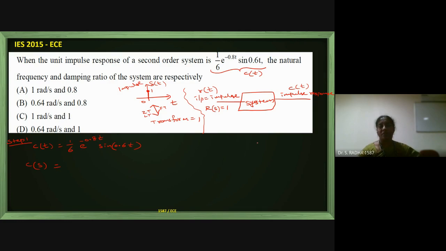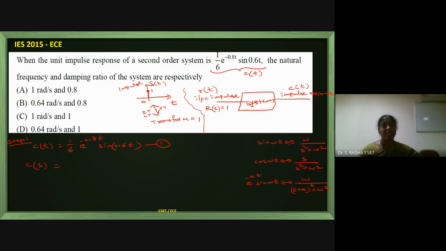Already we know sine omega t has Laplace transform omega by s square plus omega square, and cos omega t has Laplace transform s by s square plus omega square. Additionally, e power minus at is present along with sine omega t. Wherever s is there, we have to put s plus a whole square plus omega square. Similarly for cos also. From the given equation, I will take this as equation 1. You can see we have sine omega t.